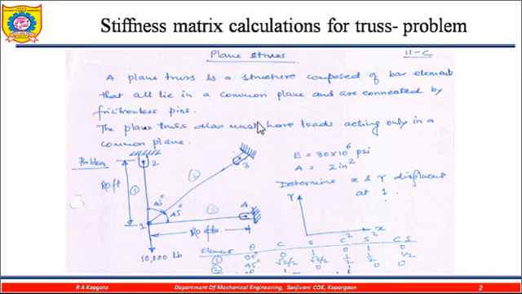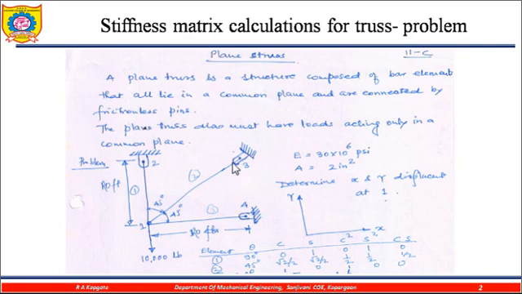The plane truss is a structure composed of bar elements that all lie in a common plane and are connected by frictionless pins. The loads must also be acting only in a common plane. So this is the condition for the plane truss. A plane truss problem is one which lies in the same plane. That's why it is called plane stress.